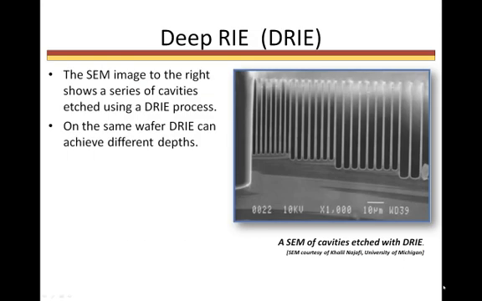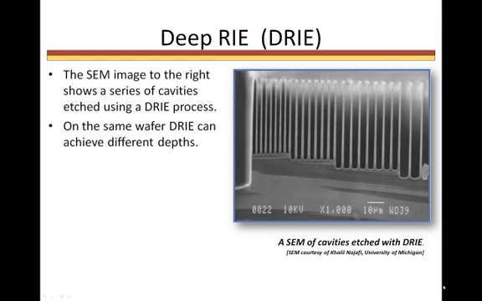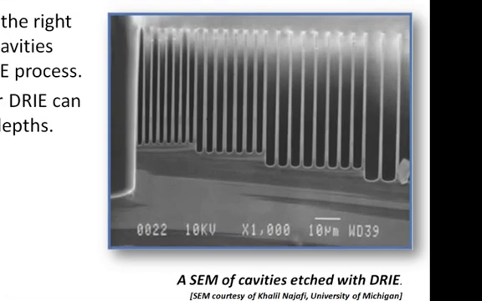A special subclass of RIE is deep RIE, or DRIE. Deep reactive ion etching is used to etch deep cavities or trenches in substrates with relatively high aspect ratios. These cavities can be hundreds of micrometers deep while only a few micrometers wide. Aspect ratios up to 50:1 can be achieved with DRIE. As new DRIE methods are developed, it is very likely that these aspect ratios will get even higher.